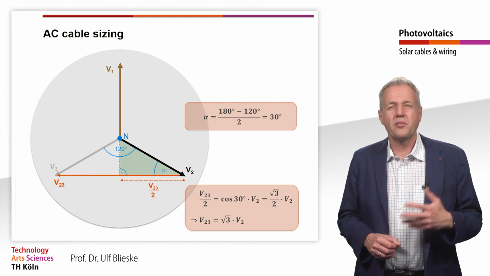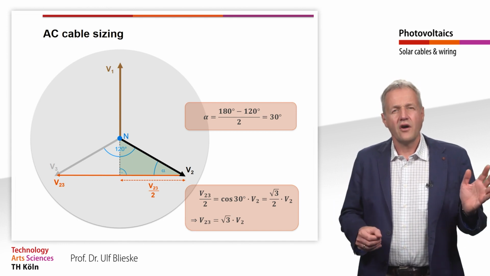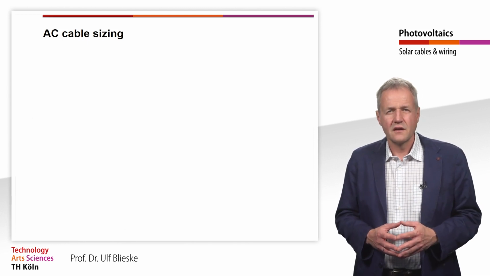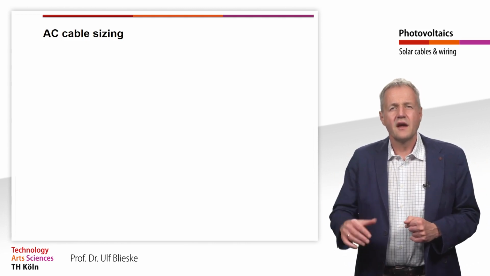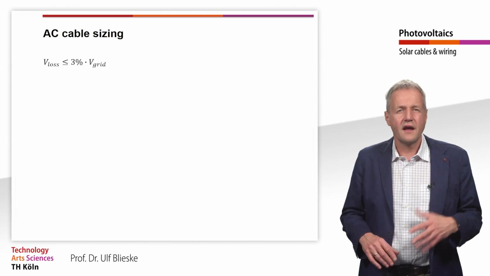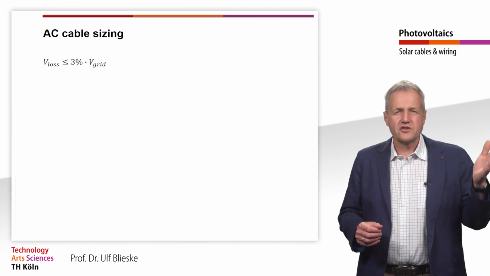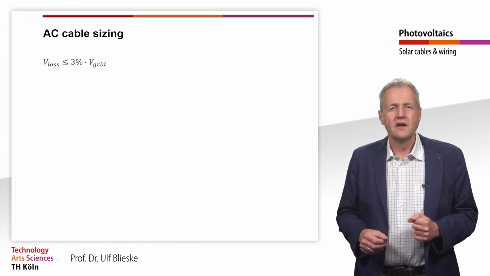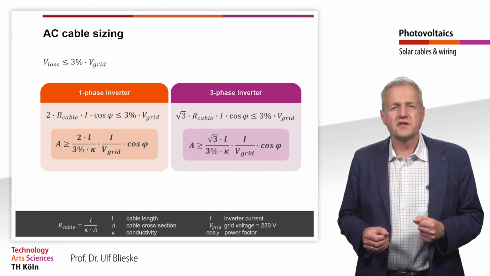The same consideration applies to the voltage drops in the line. This results in the factor of square root 3 in the calculation of the voltage drop. Now we know how to calculate the voltage drop in the single phase and the three-phase system and can use this knowledge to dimension the cables. Basically, we proceed in the same way as on the DC side. However, unlike the DC side, where the voltage drop should be no more than 1%, on the AC side 3% are tolerated.